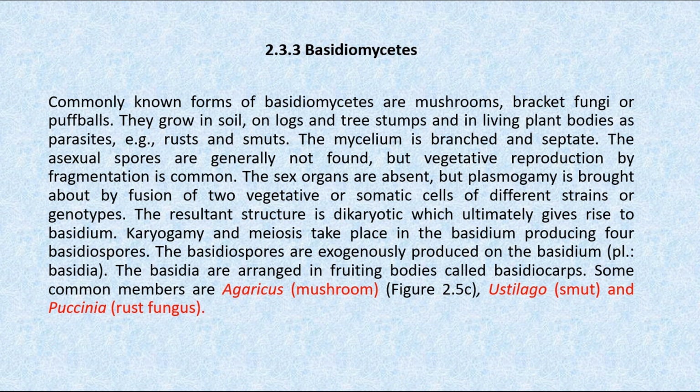The sex organs are absent, but plasmogamy is brought about by fusion of two vegetative or somatic cells of different strains or genotypes. The resultant structure is dikaryotic, which ultimately gives rise to the basidium. Karyogamy and meiosis take place in the basidium, producing four basidiospores. The basidiospores are exogenously produced on the basidium, plural basidia. The basidia are arranged in fruiting bodies called basidiocarps. Some common members are Agaricus (mushroom), Ustilago (smut), and Puccinia (rust).